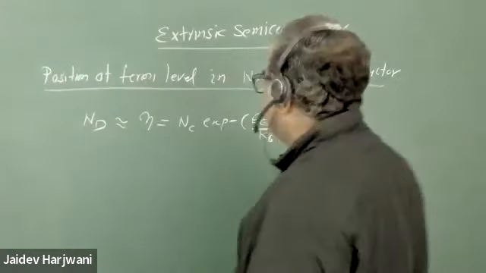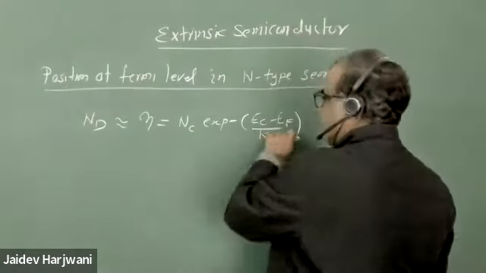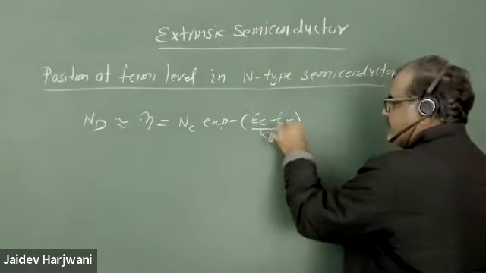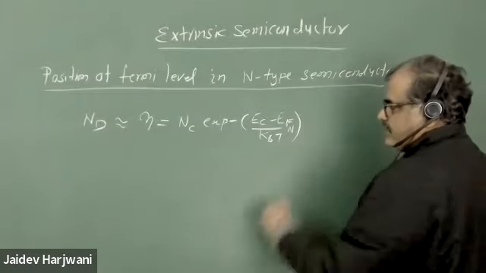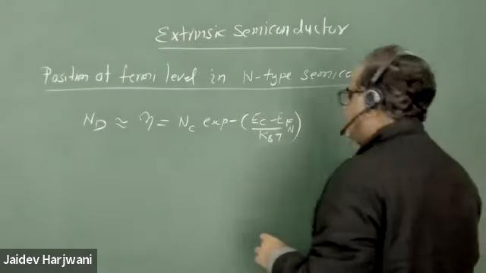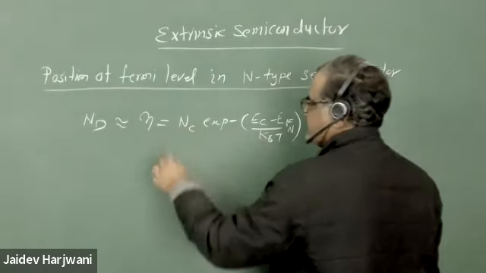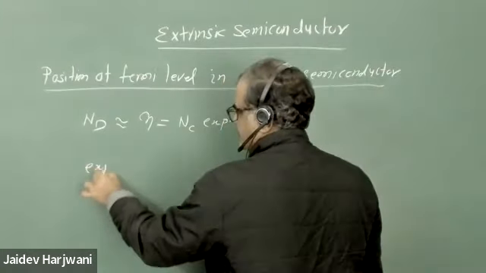So from here, if I put n equals to Nd, that will give me the position of Fermi level in n-type material. Now you can just rearrange and you can get the position of Fermi level. If I send this there, it will become exponential.